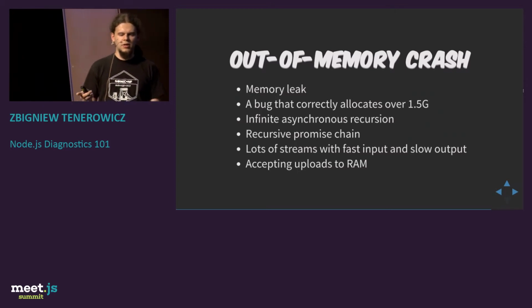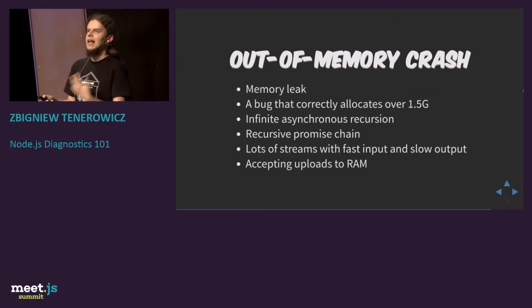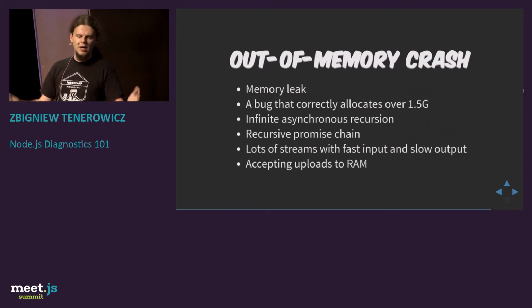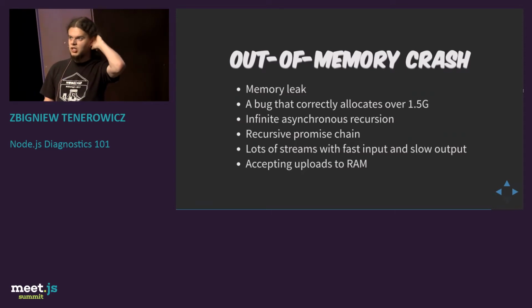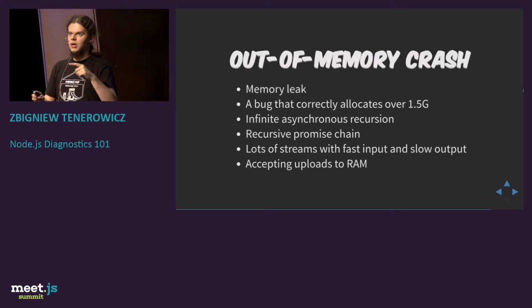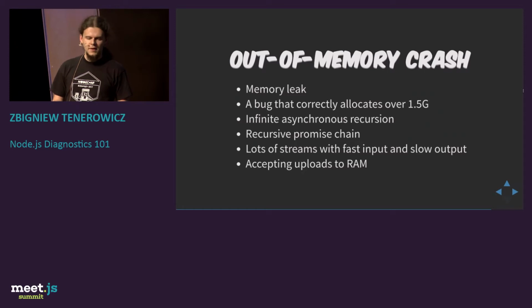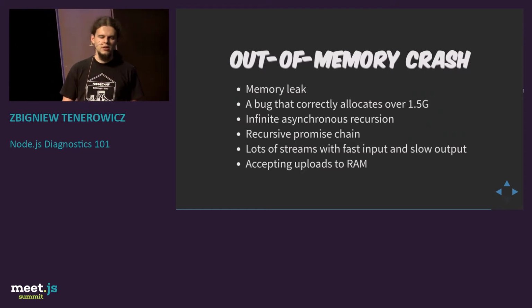So if you have a memory leak or a bug that correctly allocates enough memory, then your app is going to crash and say there's a core dump, but you don't need it if you already see that it allocated a full 1.5 gigabytes of RAM. Also, if you have an infinite asynchronous recursion, it's fun. You can just start queuing functions one after another and make a gigabyte of that. Also, it happens with promises if you try very hard.